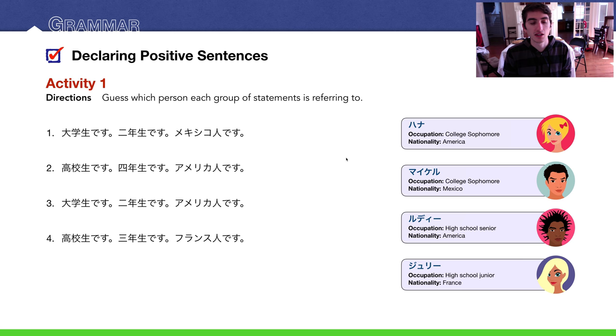Number two, 高校生です。They are a high school student. 4年生です。They are a senior. アメリカ人です。They are American. So who on here is a high school senior and American? That's right, Rudy. So Rudy would be written here. Number three, 大学生です。They are a university student. 2年生です。Sophomore. アメリカ人です。They are American. So a college sophomore, American. We have Hana, right here. 高校生です。3年生です。フランス人です。That is our remaining person, Judy. From France, with the blonde hair. And there are the answers in bold.